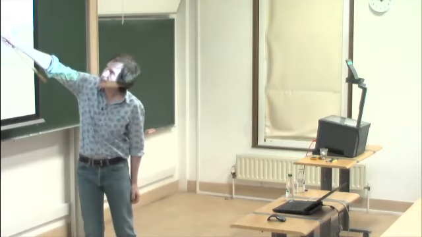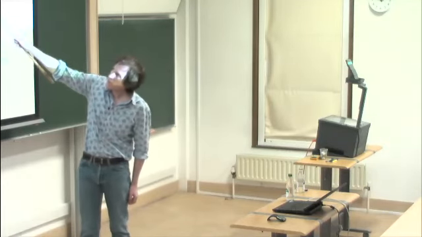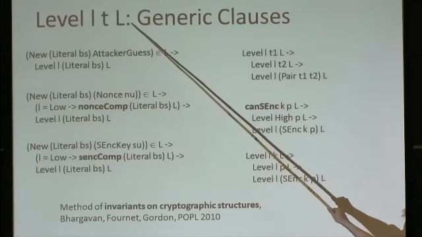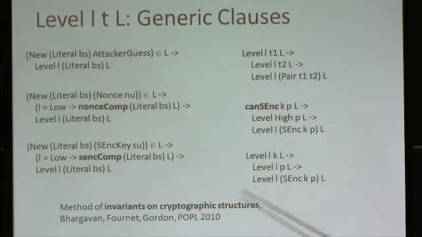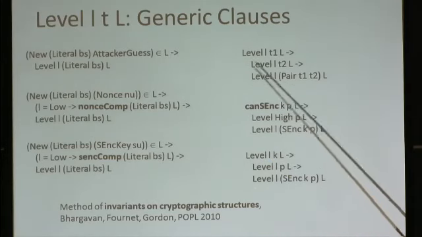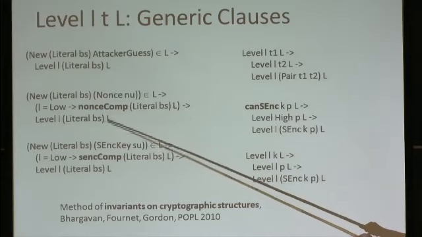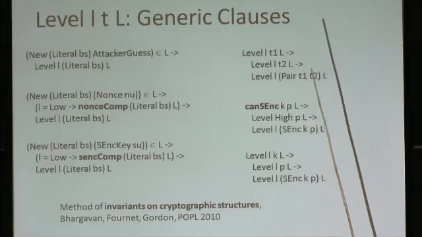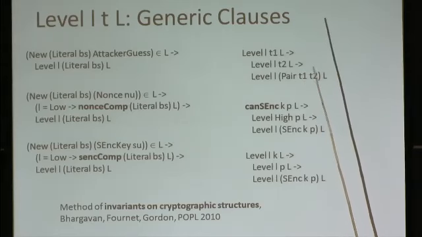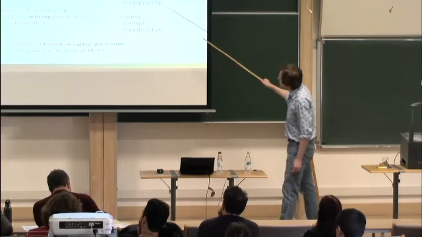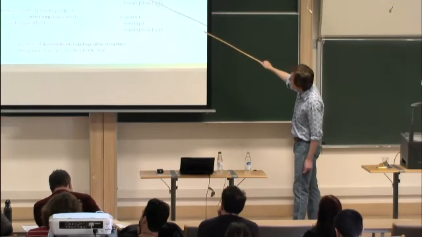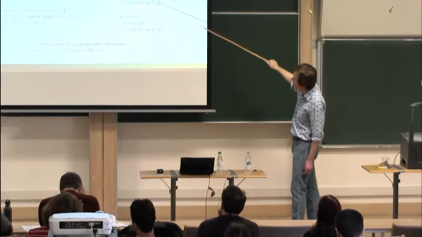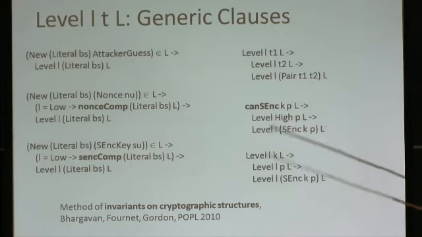And the key predicate is this level LTL that says that a term T is at level little l, like low or high, given the log L. We have a number of rules here that are generic, but they're parameterized by predicates like nonce comp and senc comp that are protocol-specific rules speaking about when a nonce might be compromised or a key might be compromised. And there's also a rule for a parameter can senc, which is a protocol-specific predicate that says when you're allowed to encrypt a plain text with a particular key in a protocol.